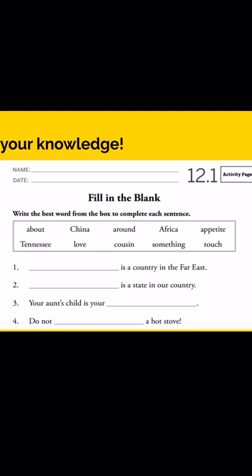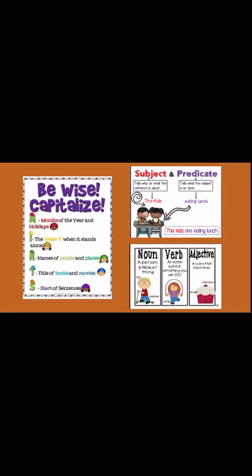Let's do number 1 together. Blank is a country in the Far East. Which word best fits in that sentence on that blank? Okay, it is China. You are going to complete the rest of this page. You can either pause this video and do it now or do it after the lesson. It's up to you. Okay, let's go ahead and move on.